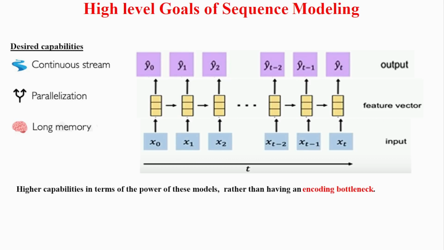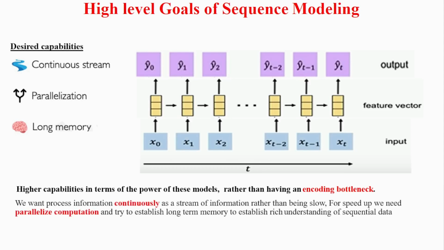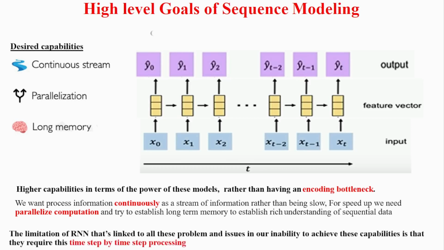Okay, a first and naive approach would be: we want to process information continuously as a stream of information rather than being slow. For speed up, we need parallelized computation and to try to establish long-term memory to establish a rich understanding of sequential data. So how can we eliminate the need for recurrence entirely?